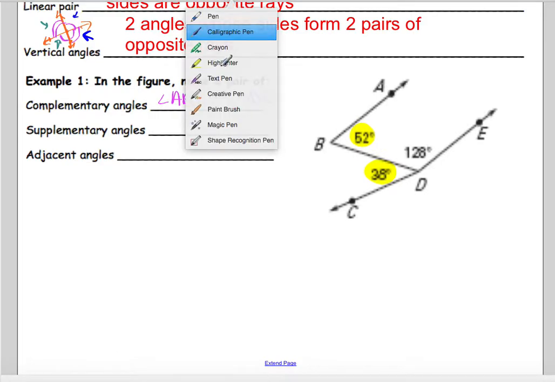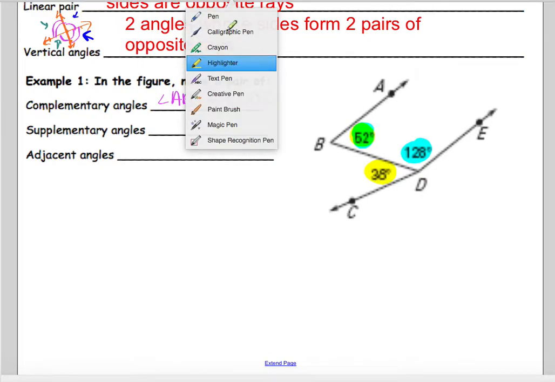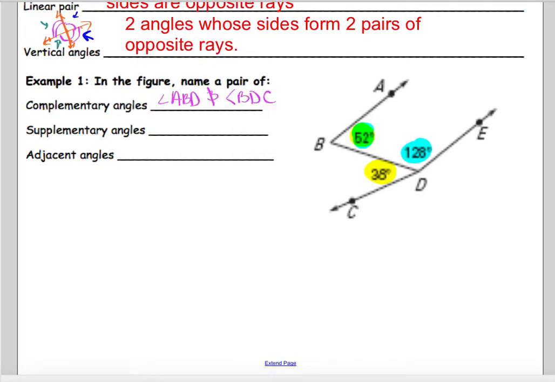A supplementary pair will have to add to 180. So 180 could be formed with the 52 and the 128. Those two angles would add to 180, so those are supplementary. So to name those, angle ABD and angle BDE, or you could say EDB, as long as the vertex is in the middle there.